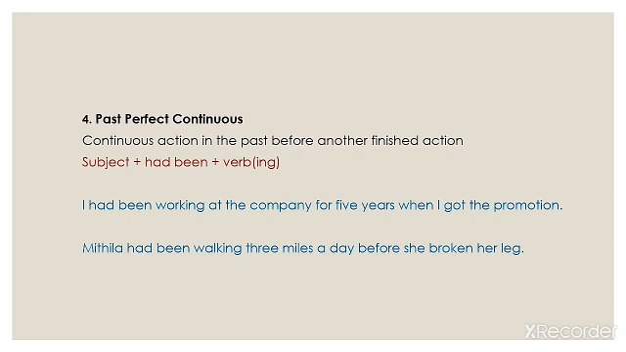Here the finished action is I got the promotion, and the continuous action which was in the past before the finished action is I had been working at the company for 5 years. And the other example is, Mithila had been walking 3 miles a day before she broke her leg. Here the finished action is she broke her leg, and the continuous action which was in the past before the finished action is Mithila had been walking 3 miles a day.